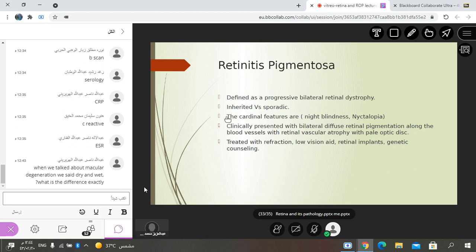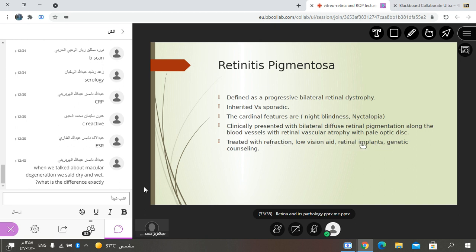Okay, we are going now to the retinal dystrophies, and we mentioned only retinitis pigmentosa. Retinitis pigmentosa is defined as a progressive bilateral retinal dystrophy, inherited or sporadic. The cardinal feature is nyctalopia, which we mentioned a little while ago. Clinically it presents with bilateral diffuse retinal pigmentation along with blood vessels, retinal vascular atrophy, pale optic nerve, and also attenuated blood vessels. Treated with refraction and low vision aids, retinal implants.